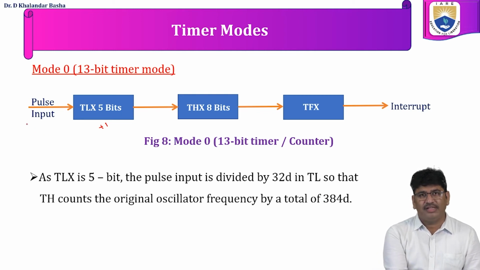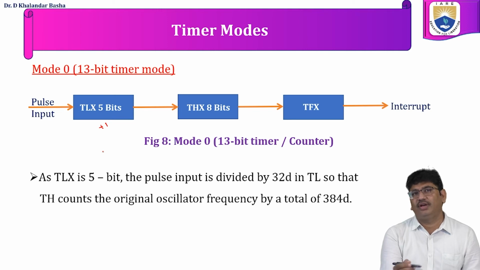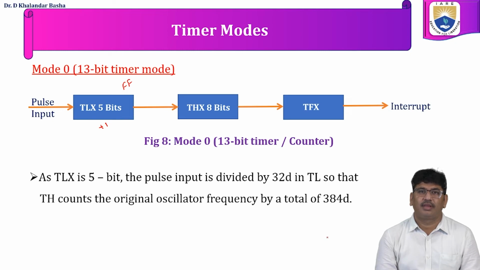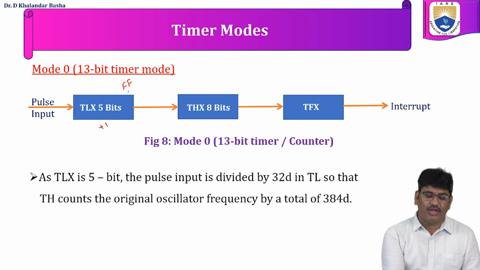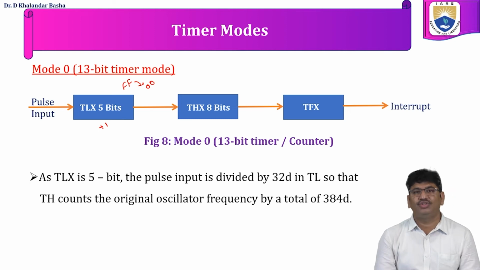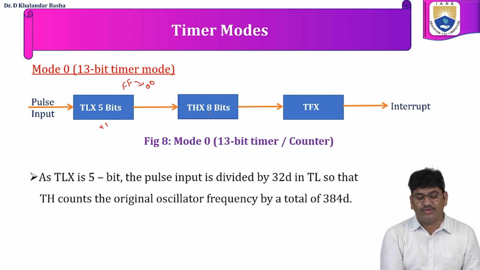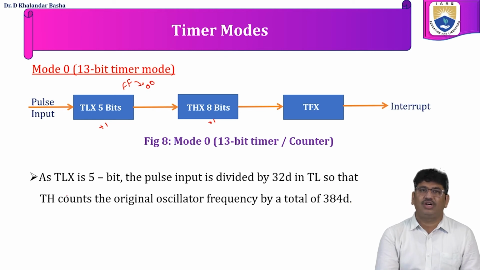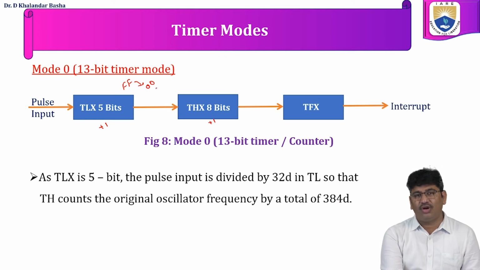For every pulse input, the TLX will start incrementing by 1. Whenever it reaches FF, from the initialized value to FF, again if any pulse input is generated, FF plus 1, it will be rolled back to 0, 0. Whenever it is rolled back to 0, 0, it is going to increment the THX by 1. So the TLX again will start counting. So for every rollover from FF to 0, 0, the THX will be incremented by 1.